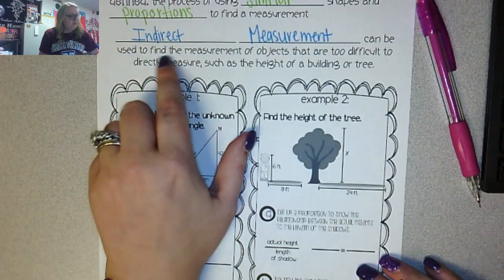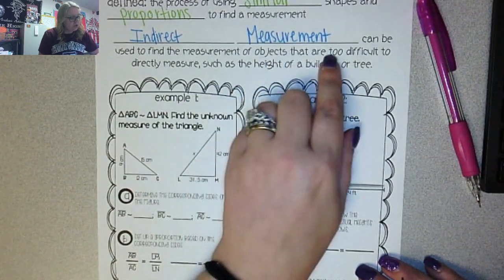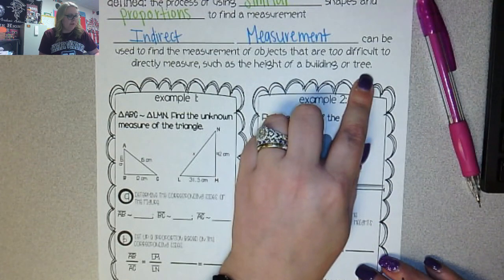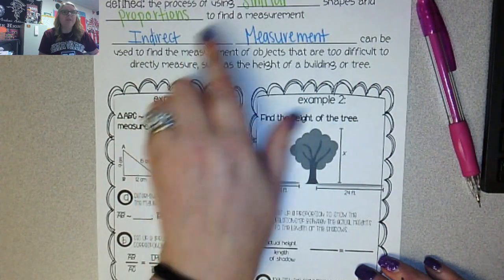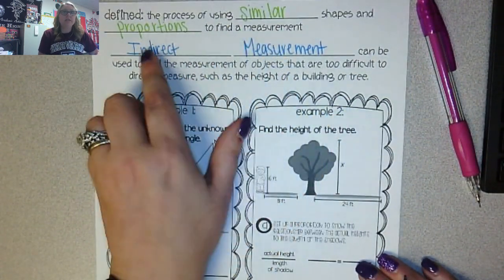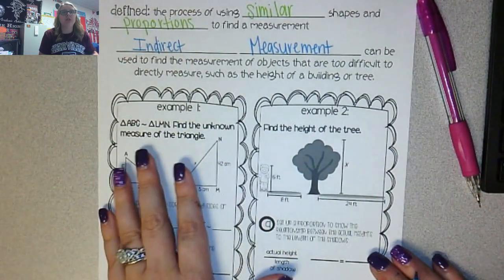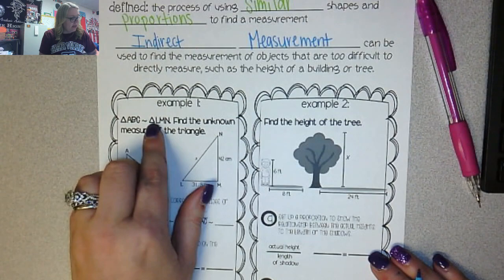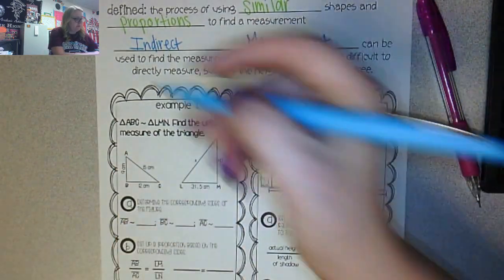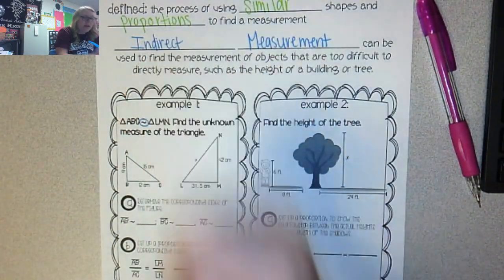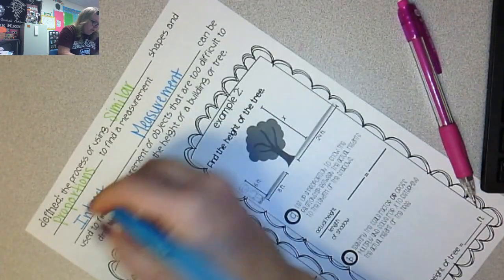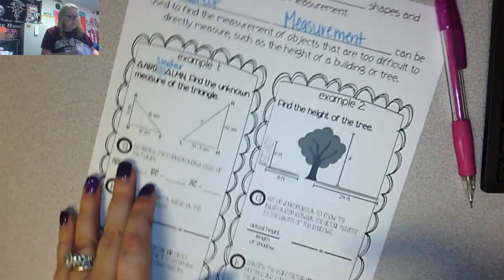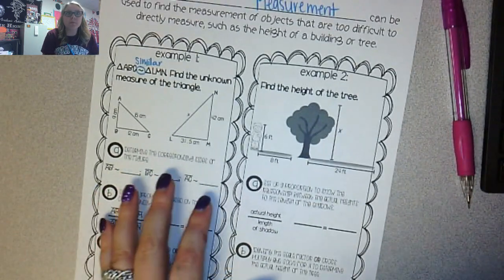It can be used to find the measurement of objects that are too difficult to directly measure, such as the height of a building or a tree. These things have to be similar, okay, and you set up proportions to help you when you do indirect measurement. Now they're telling you that triangles ABC and LMN are similar. Remember, this symbol right here means similar.